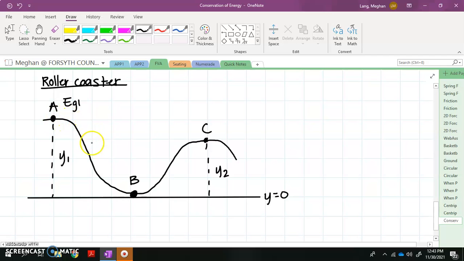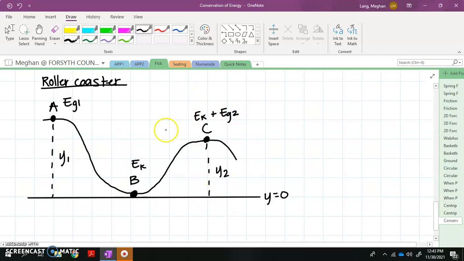So then I'm going to come down the first hill, all the way down here to the bottom, where at point B, I'm at y equal to 0, but I'm moving. So I would have kinetic. And then I'm going to leave B and I'm going to come back up here to point C, where I would move on and continue in the ride. So at C, I'm still moving, so I have EK. But I'm also at a position above the ground. So I also have EG, and I'm going to label it 2 because it's y2.